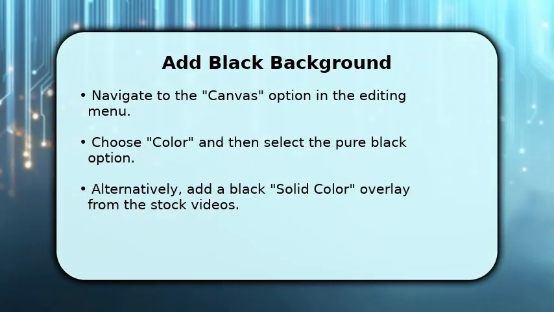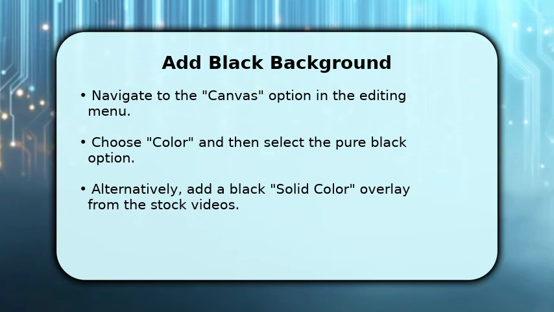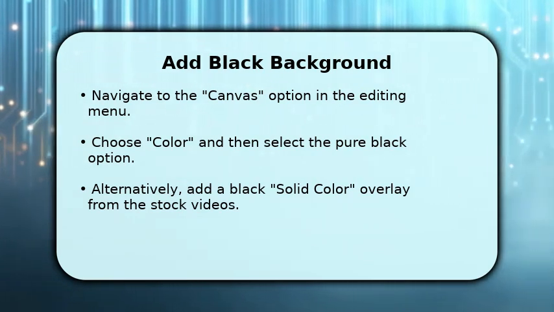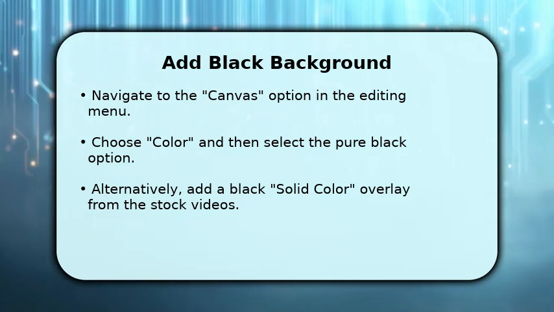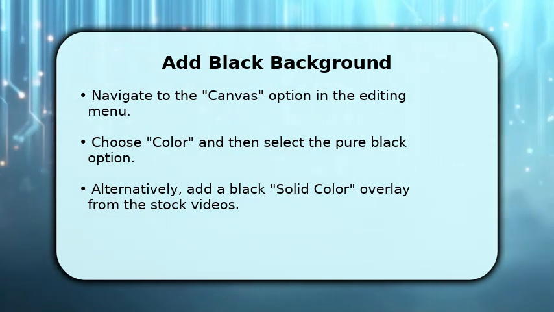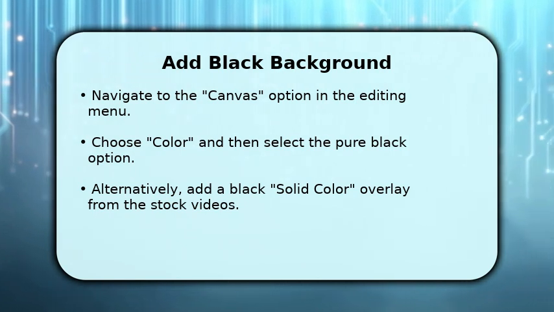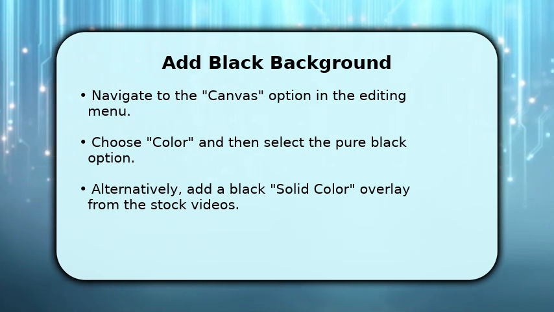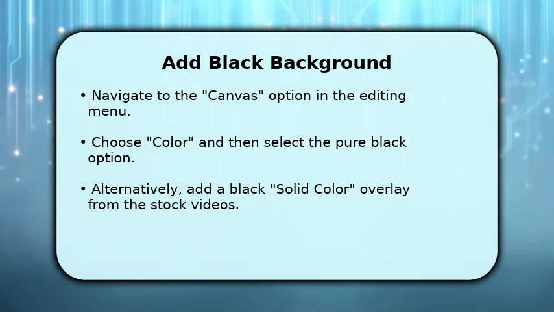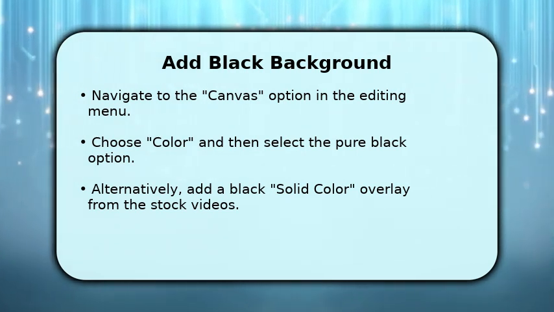Now let's add the black background. Tap on the canvas option, usually found at the bottom of your screen. From there, select color and choose the darkest black available. This will set your video's background to a solid black. If you prefer, you can also go to stock videos and add a black solid color clip as an overlay, stretching it to fit your entire video duration.